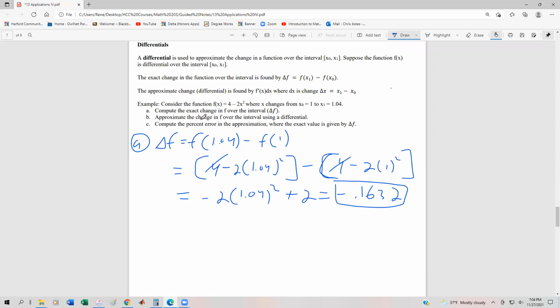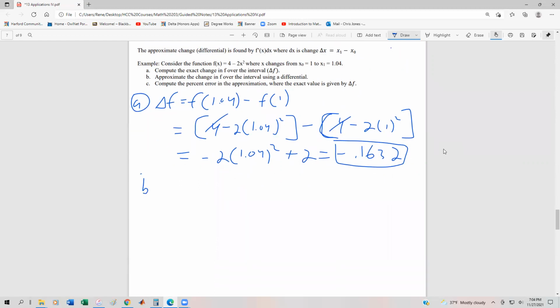Now, how do we get an approximation? We find the derivative. f prime at x is the derivative of this function, which is really basic: negative 4x, multiplied by dx for our differential. In this case, the differential is just terminal minus initial. We substitute the initial value back in for x, so we get negative 4 times 1, and then 1.04 minus 1, which is 0.04.